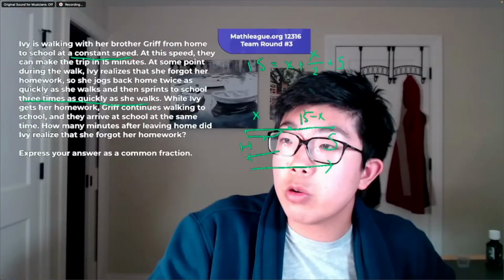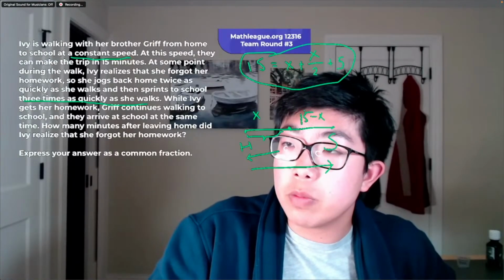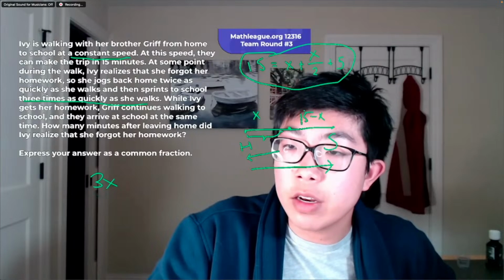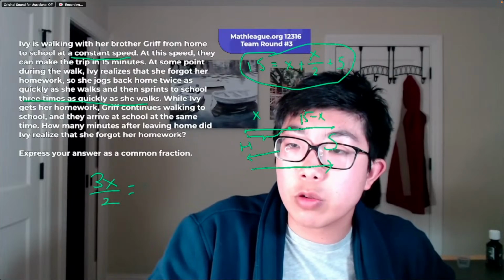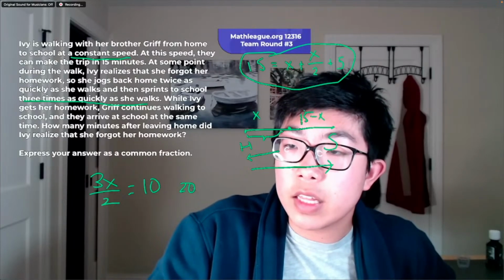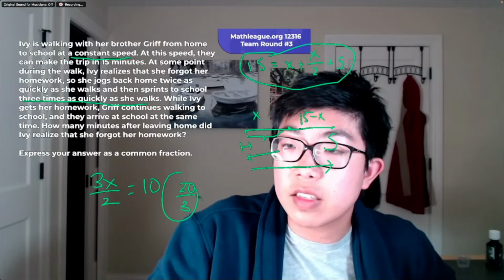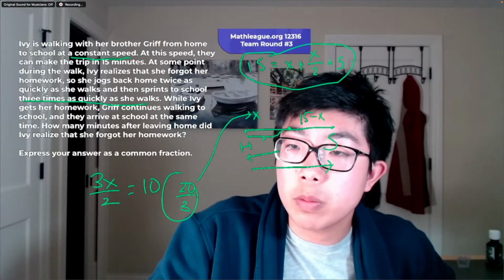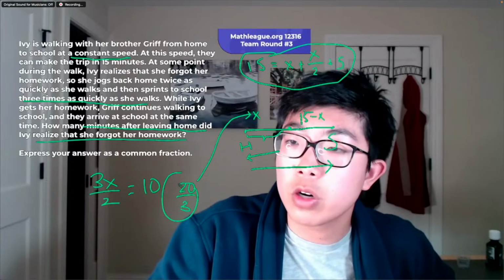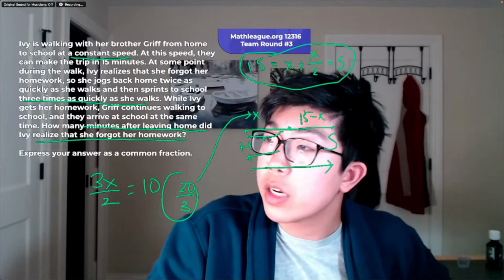So we have this nice little equation here, and this becomes 3x over 2 equals 10, from which we can get that x equals 20 over 3. That's exactly what we wanted, since x is the amount of minutes that she spends walking before she realizes that she forgot her homework, and 20 over 3 should be our answer. Let's go check that real quick, and yes, we got it correct.